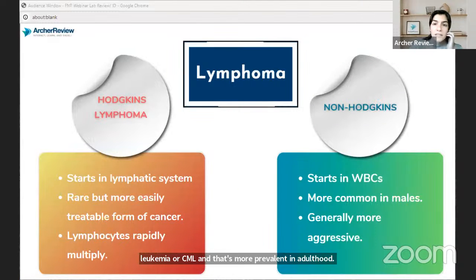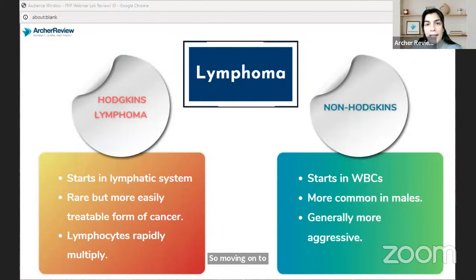So moving on to lymphoma. Leukemia and lymphoma are different types of blood cancers, right? And lymphoma is when the cancer specifically affects the lymph nodes. There are two main types, Hodgkin's lymphoma and non-Hodgkin's lymphoma. And the difference between the types is the origin of the cancer cells, right?